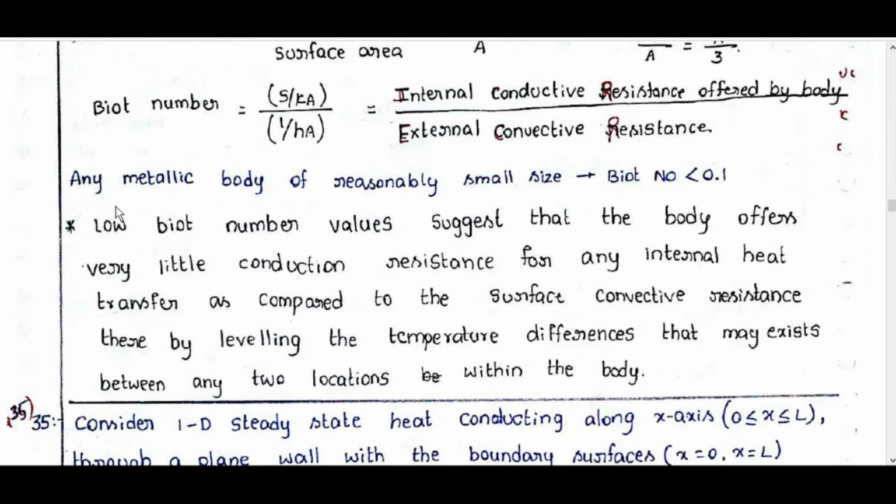Any metallic body of a reasonably small size has Biot number less than 0.1. Low Biot number values suggest that the body offers very little conduction resistance for any internal heat transfer as compared to surface convective resistance, thereby leveling the temperature difference that may exist between two locations within the body. As the internal conductive resistance is less, the temperature is almost the same.